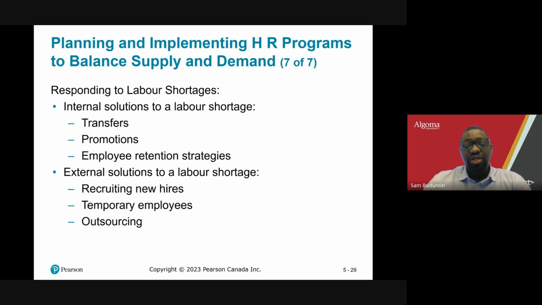So, in a nutshell, HR must plan. HR planning must be very strategic and aligned with the goals of the organization. HR must forecast the demand and supply of labor and make sure there is no surplus and no shortage. No shortages, no surplus. Everything has to be balanced, which is the equilibrium point.